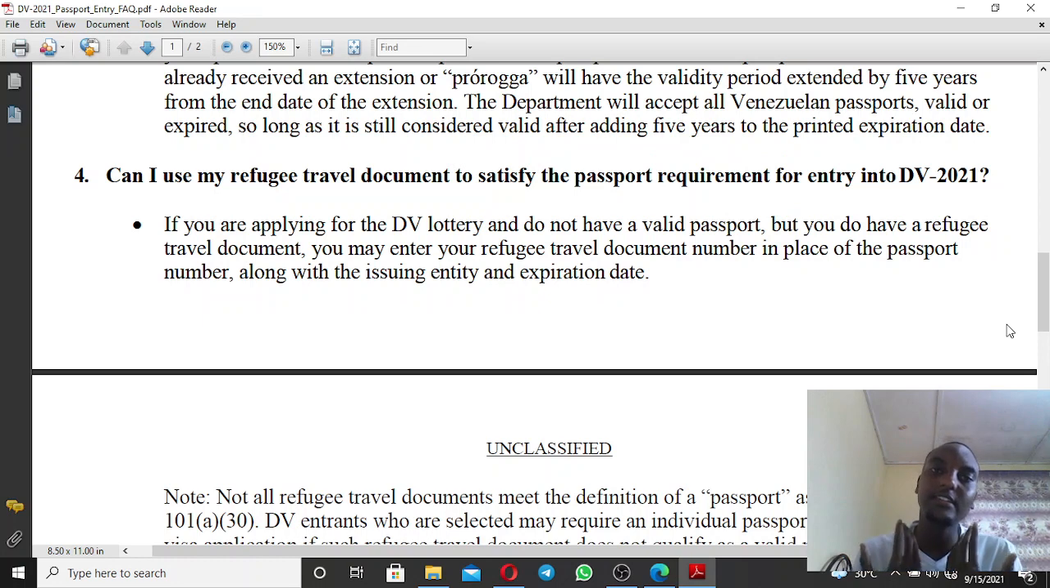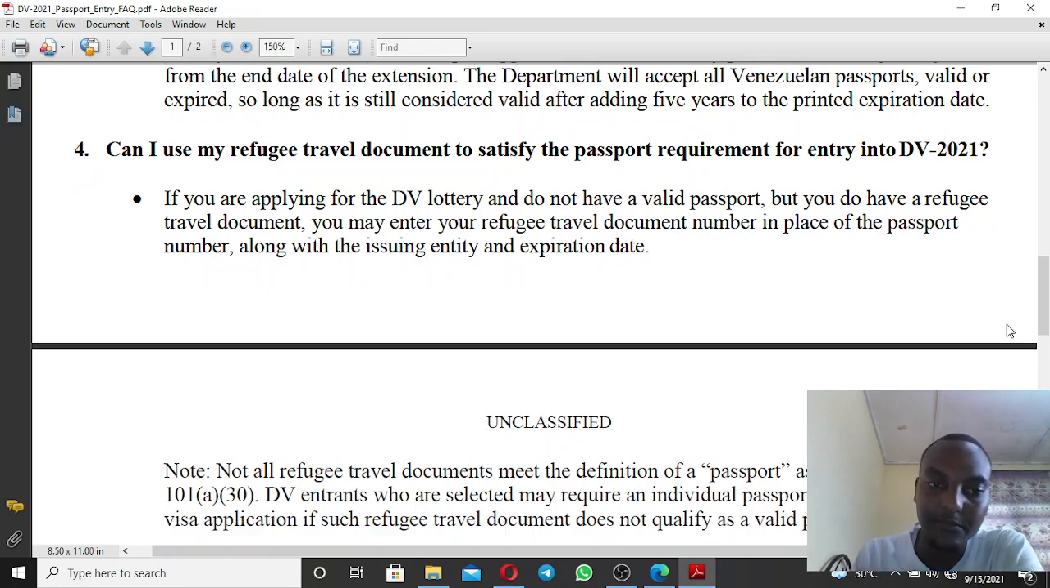So if they want to apply for the DV lottery or the DV program and they don't have a passport, what they are supposed to do is to enter the refugee travel document number in place of the passport number, and the issuing authority and the time of expiration of such travel document as a refugee. So that is a question on refugees.